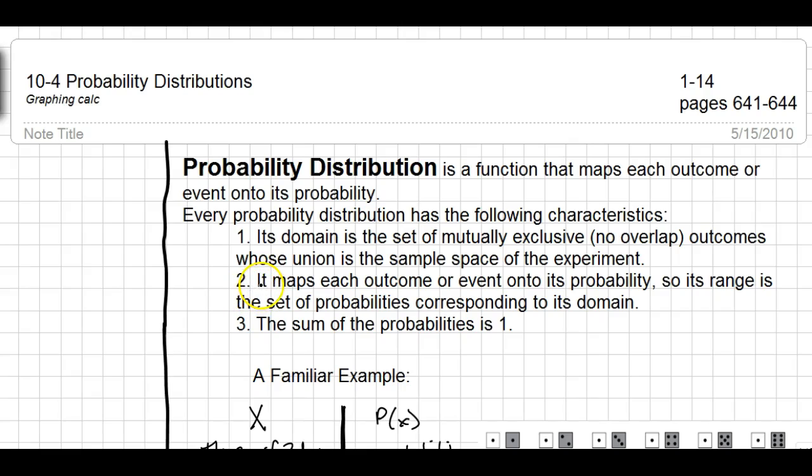A probability distribution also maps each outcome or event onto its probability, so the range is the set of probabilities. And then the sum of those probabilities, or the entire probability set added together, has to be 1 or 100%.